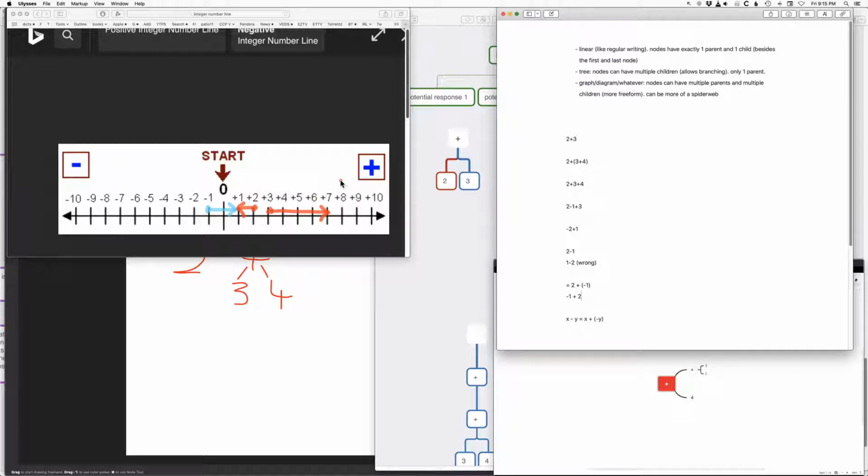And what if we have 3 plus 1? We start at 3, then we go to the right once. Okay, and then what if it is 1 plus 3? We start at 1 and go to the right 3 times. And we end up in the same place? I think those would end up in the exact same spot.